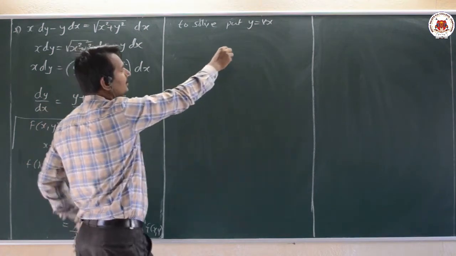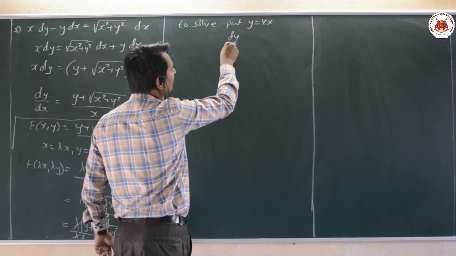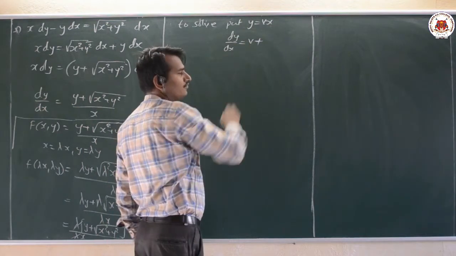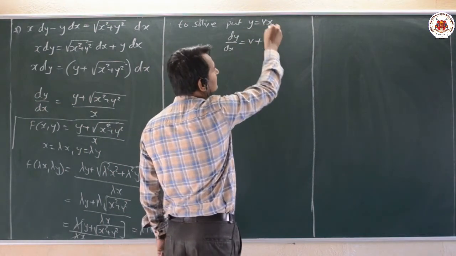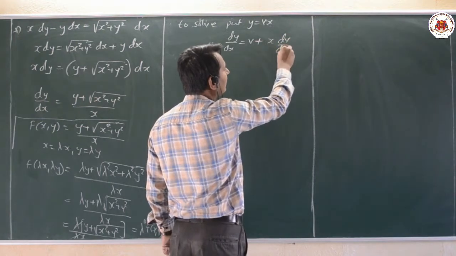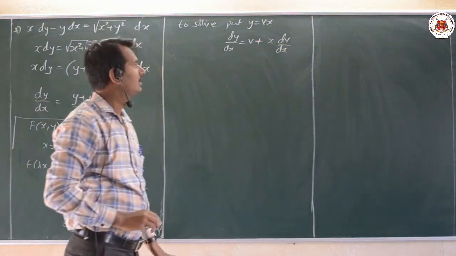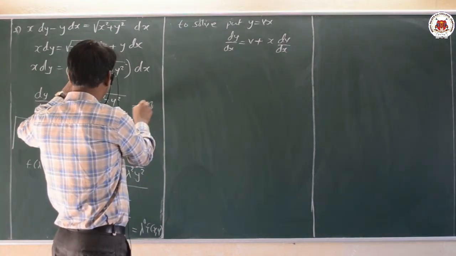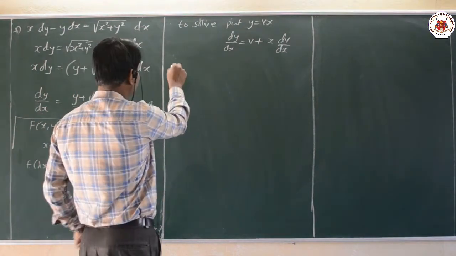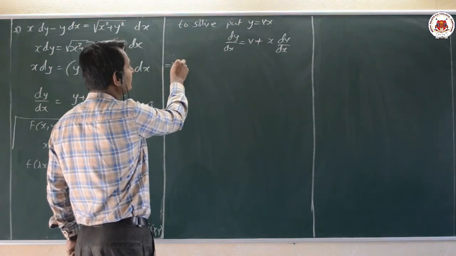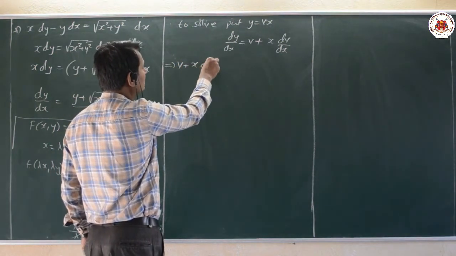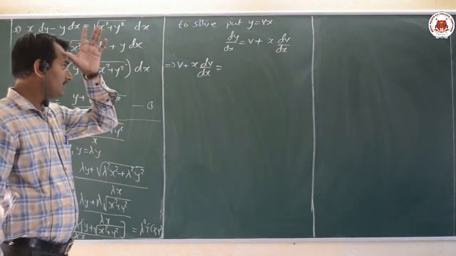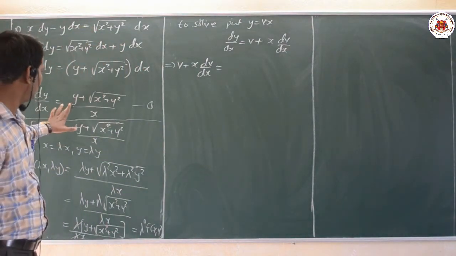What we get here, differentiating on both sides, is dy by dx equals v times the differentiation of x, which is 1, plus x times the differentiation of v, which is dv by dx. Put both of these values in equation number 1. So dy by dx, which is v plus x into dv by dx, is equal to y.